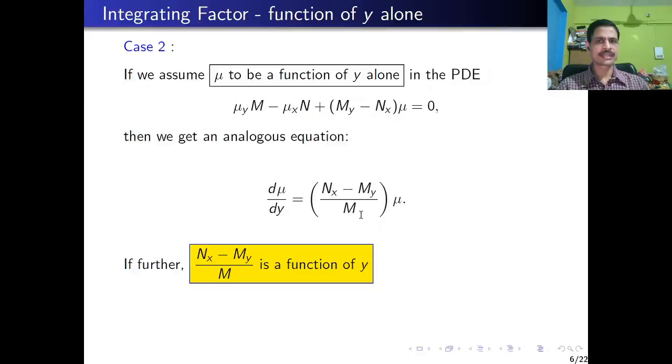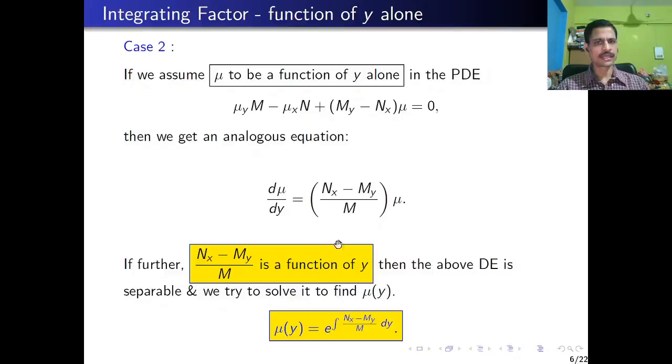In this differential equation, we make another assumption that (nx minus my) divided by m, this whole thing, is a function of y alone. If we assume that, again this differential equation becomes an equation in two variables, namely y and mu, where mu is the dependent variable and y is the independent variable.